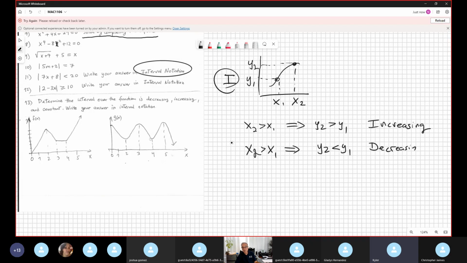Let me try to make a picture to understand decreasing. X, y, suppose decreasing something like that. This is x1 again, the first one, x2 the second. However, the function is going down, it's decreasing. Y2 is smaller than y1.